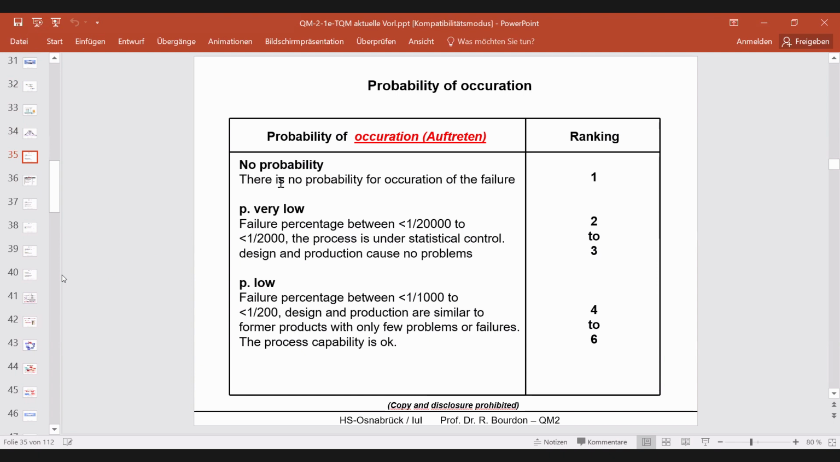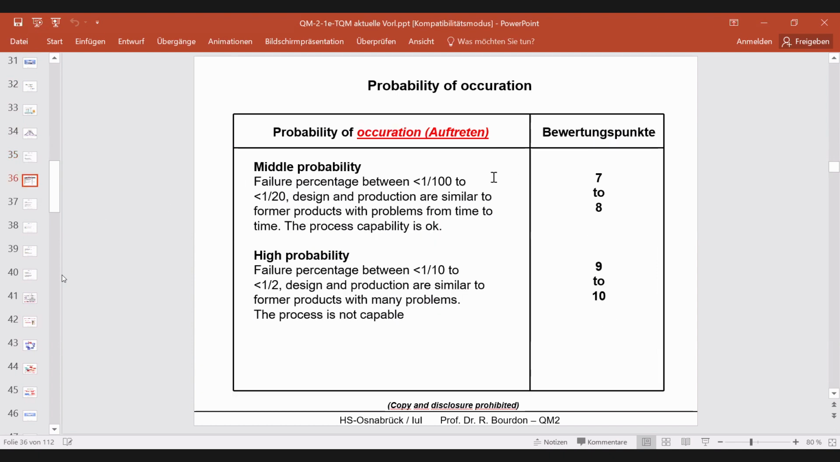mostly 2 or 3 hours, and then they ask, on a new product, what is the probability that a defect, a special problem occurs. If there's no probability, the defect gets a ranking number of 1. If the probability of occurrence, meaning the probability that the problem happens and comes to reality, is very low, they give a 2 or 3 to the defect. If the probability is low, 4 to 6. If you have the middle probability, 7 to 8, and high probability means 9 to 10.